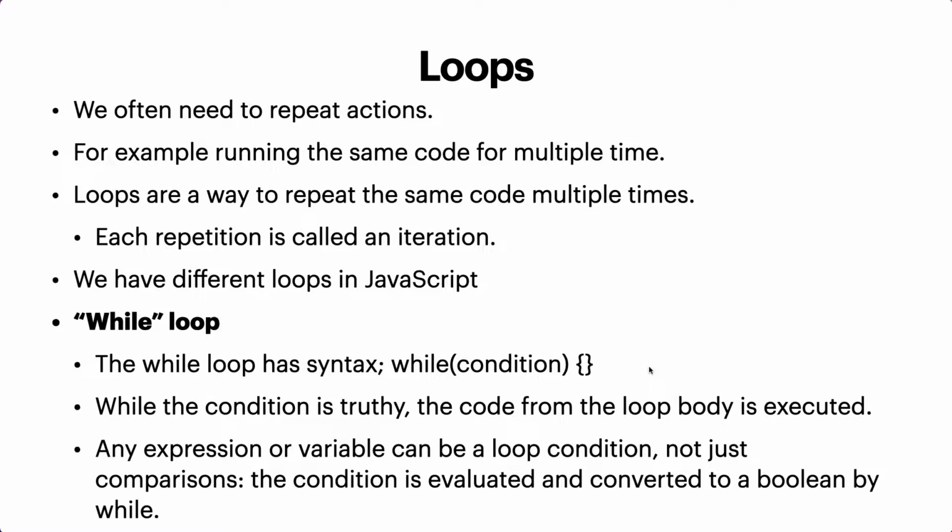Any expression or variable can be a loop condition. We can put in any expression or condition, not just a comparison. The condition is evaluated by the while loop and converted to a boolean, true or false. As we know, a boolean value can only be true or false, and whatever condition we pass to a while loop is converted to one of those. So until the condition is true, the loop will be executed again and again. Once it is false, it will stop executing.